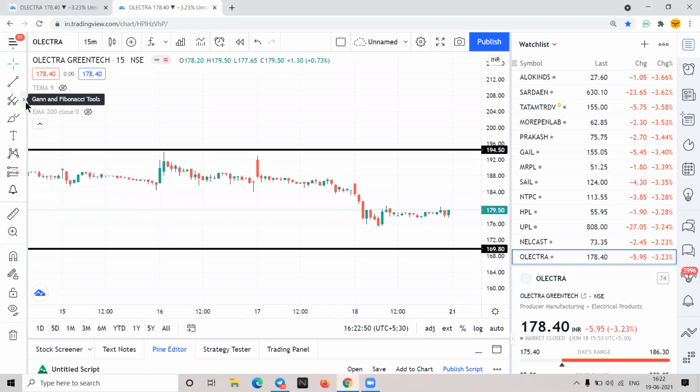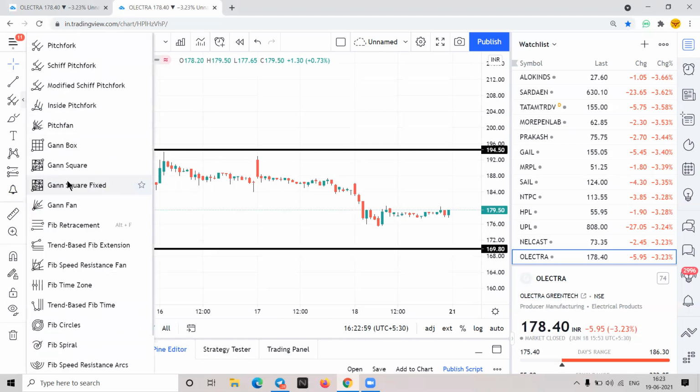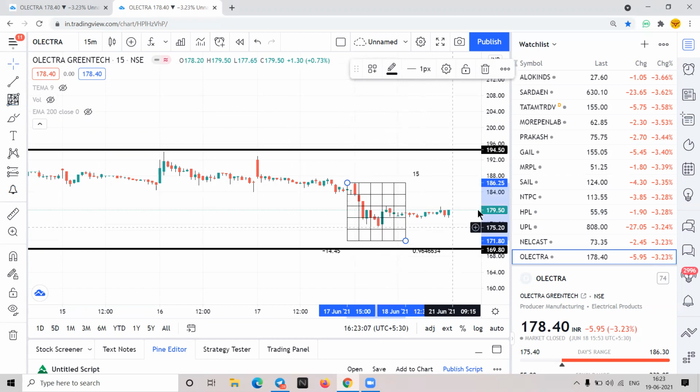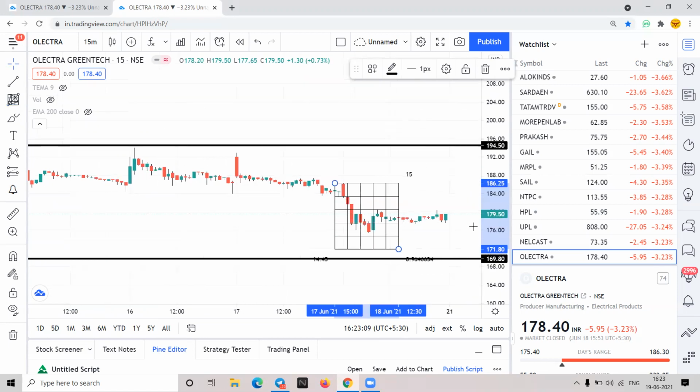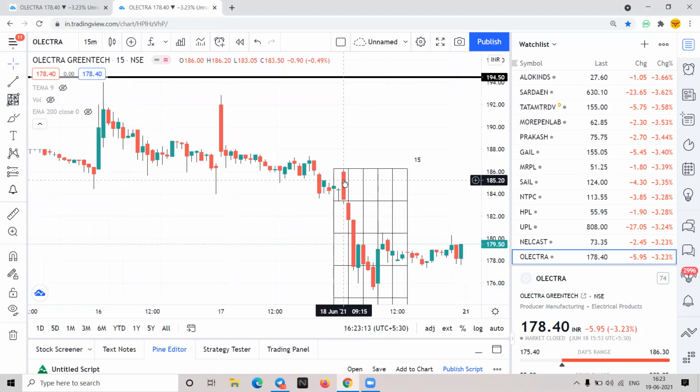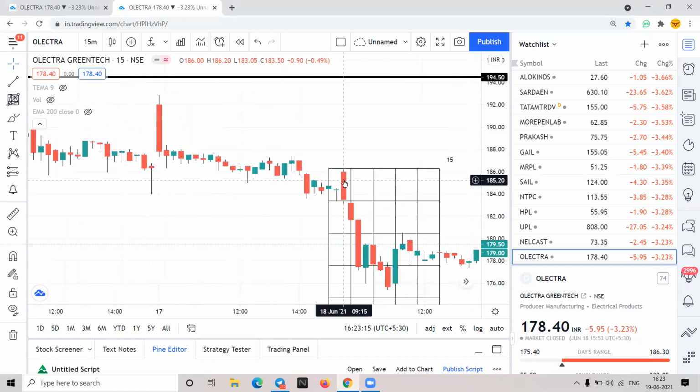How can you do it? First, find a stock, which you have already seen. Once you have found that stock, you can apply Gann square to it. For that purpose, simply go to Gann square and select the first 15 minutes candle. This is the first 15 minutes candle. 9:15 is the time. Can you see that?